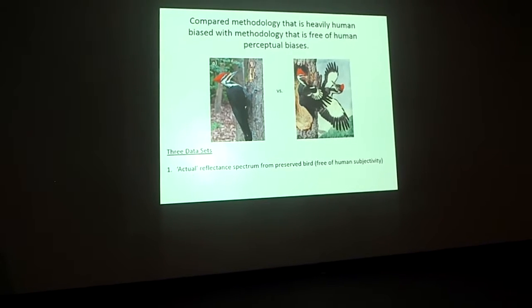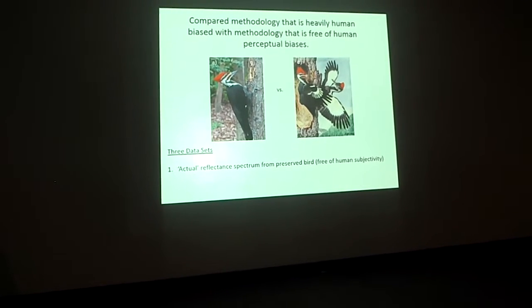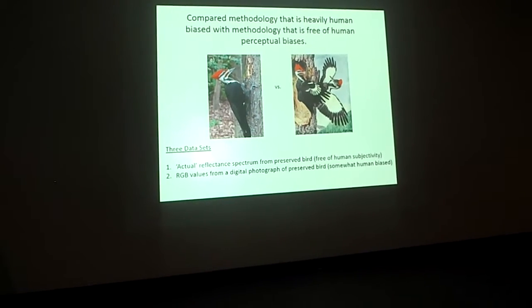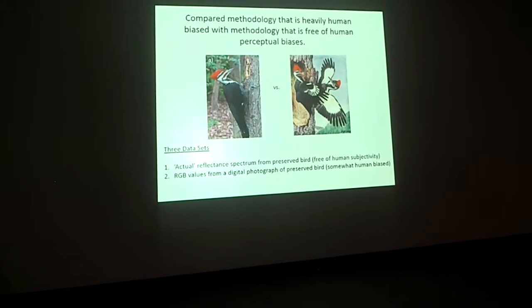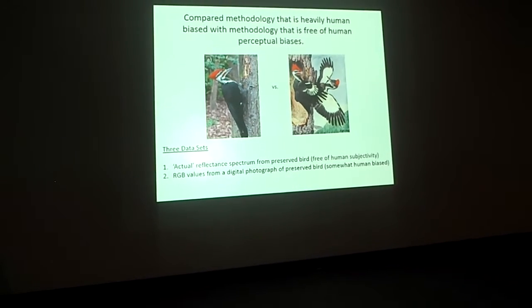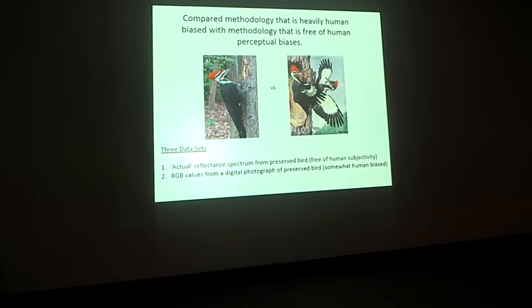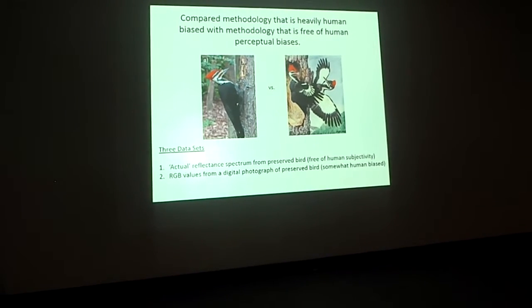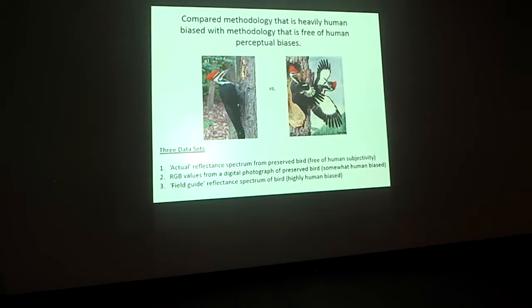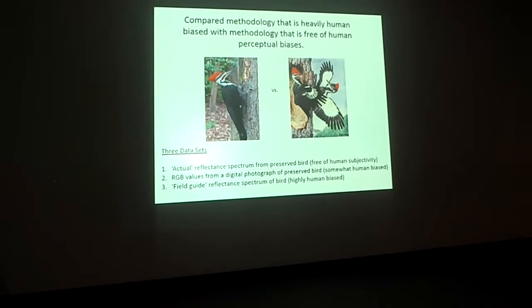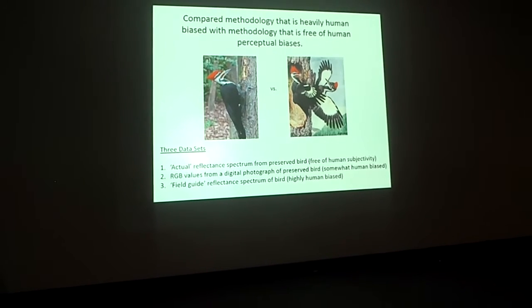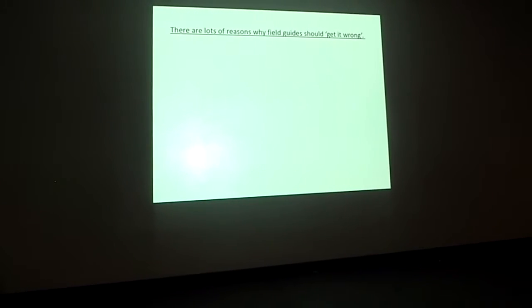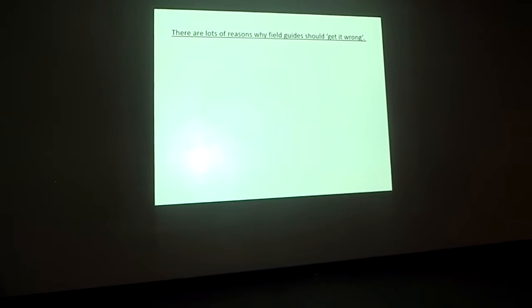One is the actual reflected spectrum from the preserved bird, which should be free of human subjectivity. We took RGB values from a digital photograph of a preserved bird, which is somewhat of a human bias, because the R and the G and the B are meant to correspond to the various visual properties of the human visual system. And then we did the unthinkable, and we took the reflected spectrum from a field guide of a bird, which is highly human biased. Okay, so there are lots of reasons why the field guides should get it wrong.